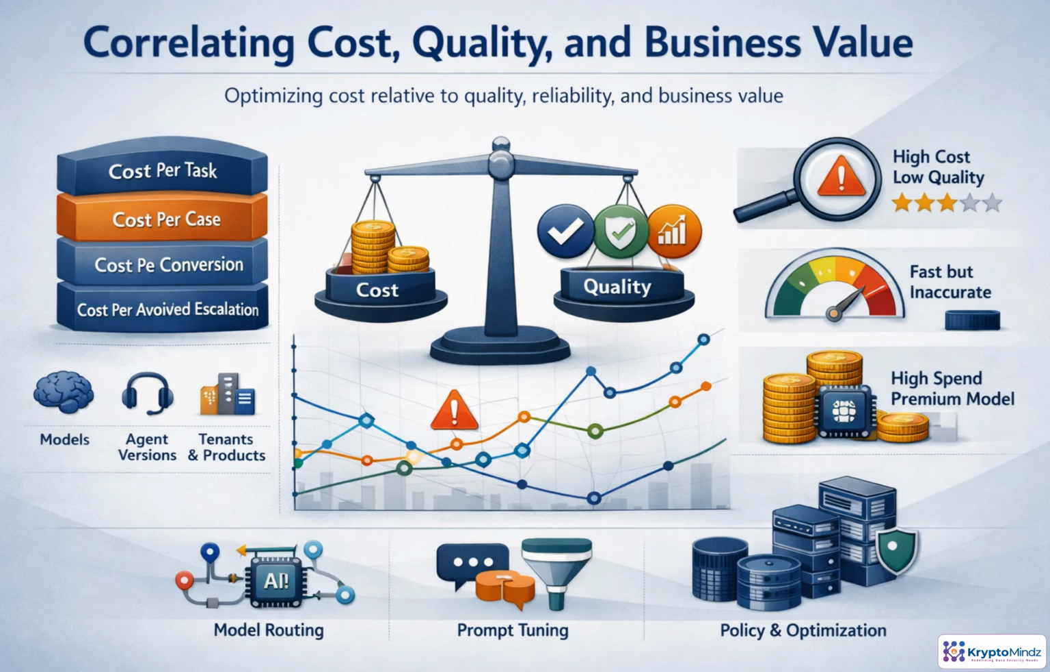FinOps for AI is not a race to the cheapest model. The goal is to understand what each dollar buys. A useful metric ties spend to an outcome: a successful task, a resolved case, a conversion, an avoided escalation, or a high-quality answer. Segment those numbers by model, agent version, tenant, workflow, and task type, and patterns become clearer. Some flows are expensive and weak. Some are fast but inaccurate. Others deliver quality, but with unnecessary premium model usage. Correlated telemetry turns these trade-offs into decisions about routing, prompts, caching, thresholds, and governance.